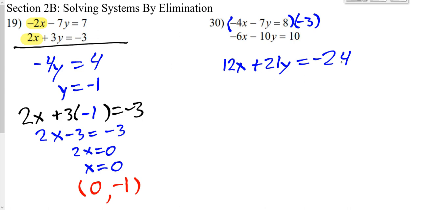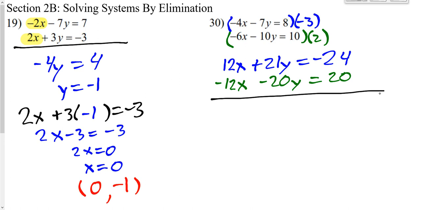Now remember, I want to try to get the same number in front of my x, but opposite. So I'm going to multiply this one then by a positive 2, because that gives me a negative 12 in front of my x's. So if I multiply everything by that 2, I would get this. Then, it's just like the last problem. I can just add down. Now in this case, when I add down, my x's drop. I add my y's. I get 1y. I add over here on the right-hand side, I get minus 4.